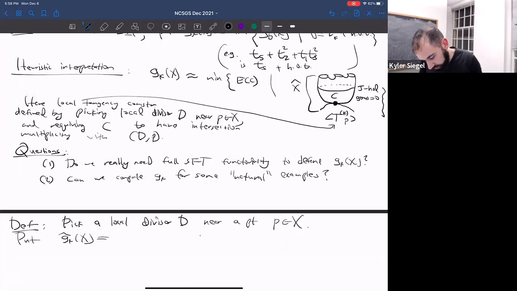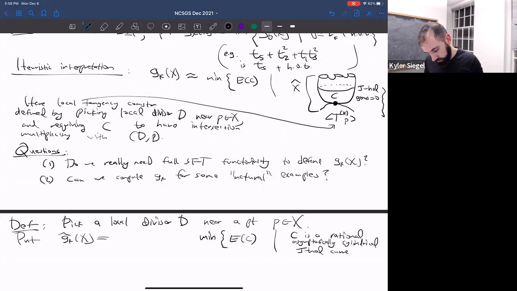Okay, so first of all, now it really is the minimum energy of a curve. So this is now no longer a heuristic. This is actually the definition. So it's the minimum energy of C, where C is a genus zero, so rational, asymptotically cylindrical J-holomorphic curve in the symplectic completion of X and satisfying this local tangency constraint of order K.